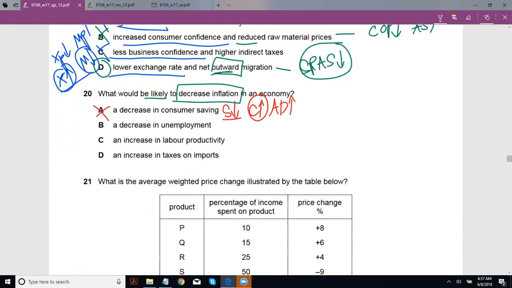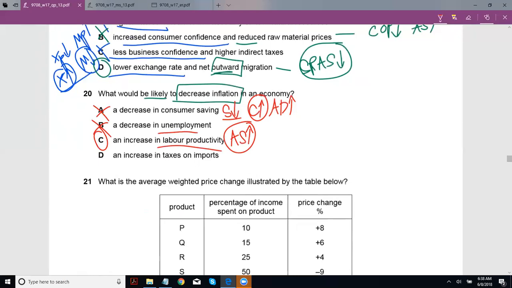A decrease in unemployment. So a decrease in unemployment means that more people are employed. More people are employed, more wages, more output, but emphasis on more wages. So more wages, more consumption, greater aggregate demand, more inflation. An increase in labor productivity is probably going to be your answer, because an increase in labor productivity increases aggregate supply, which reduces the price level, which reduces the threat of cost push inflation.